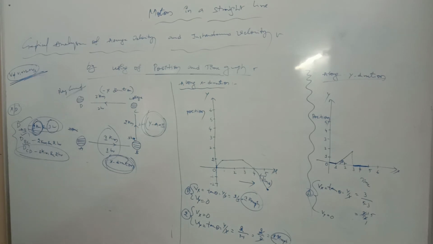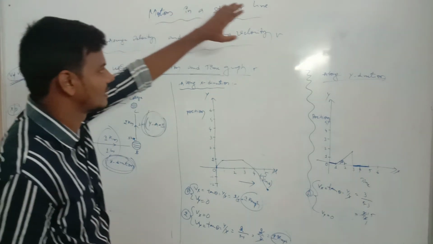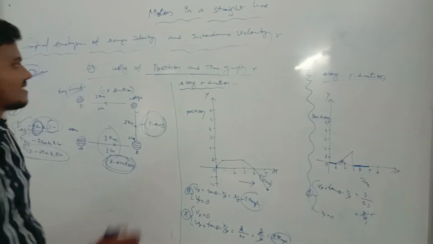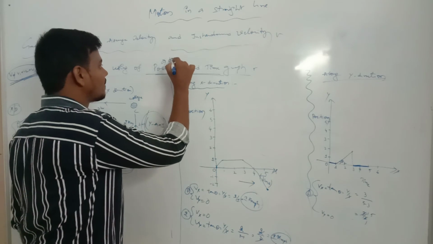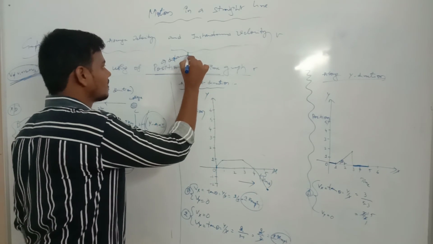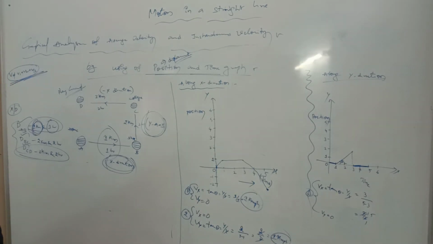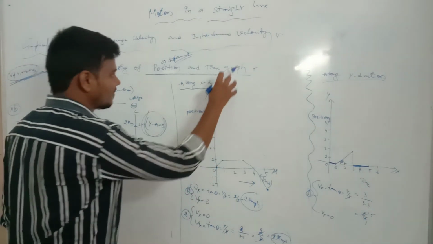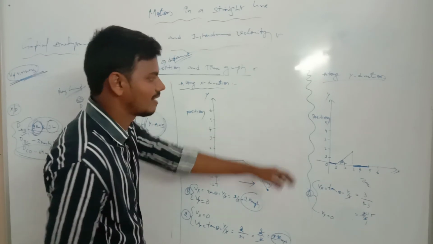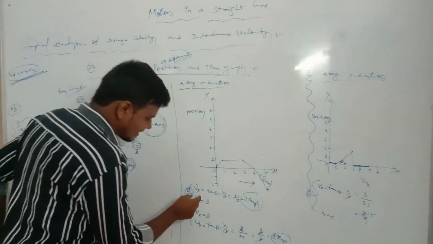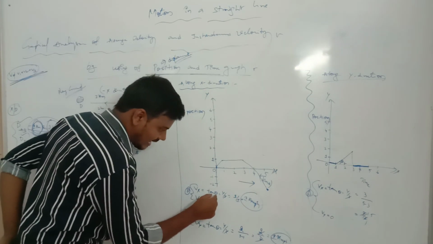Now these positions will be applied to graphical analysis of average velocity and instantaneous velocity by using the position and time graph. The position is always displacement. This is the displacement property. Time management will be applied to the graphical analysis. These 2 graphs are very important for exam purposes. Vx is the x coordinate position, always tan theta.